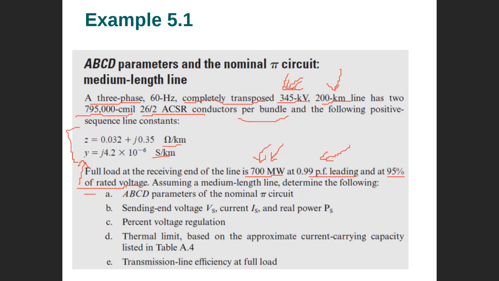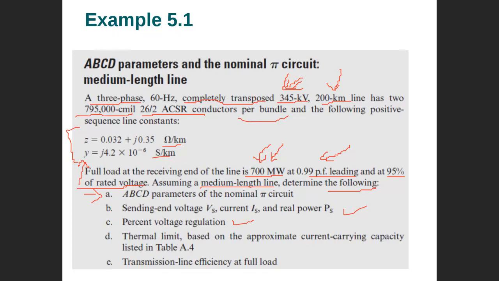Okay, so we want to find ABCD, assuming a medium length line. Determine the following. Medium length line, so you know now it's a pi circuit, and you need to determine it as a pi circuit. We want to find A, B, C, D, and then the sending end voltage, and all the rest comes. Percent voltage regulation: V at no load minus V at full load, over V at full load.